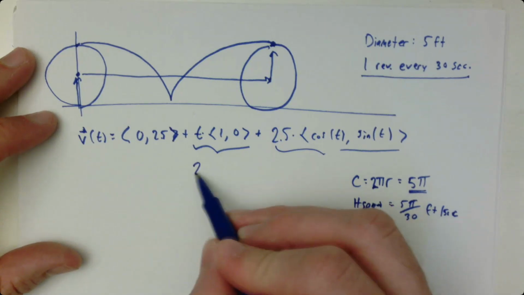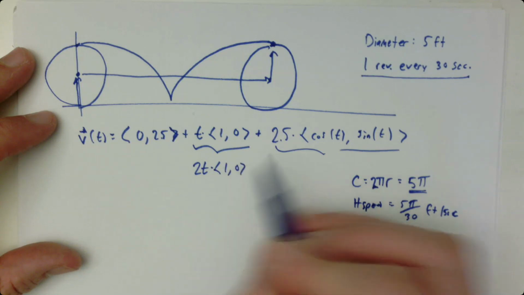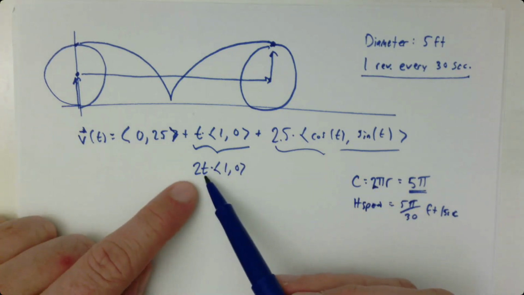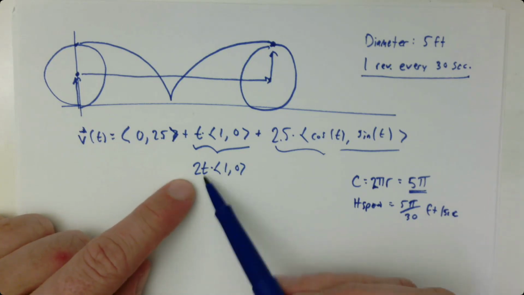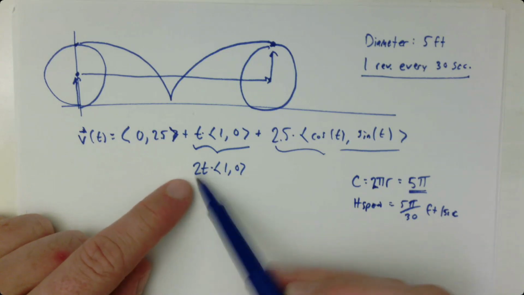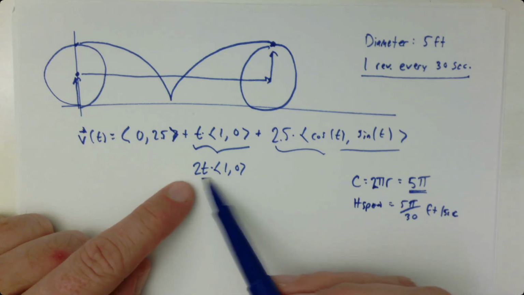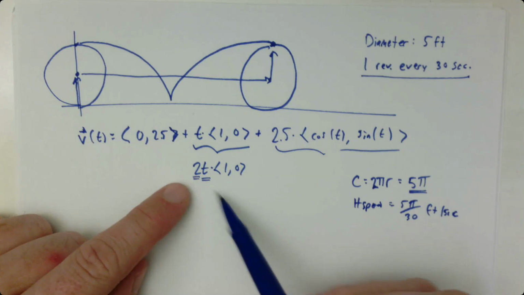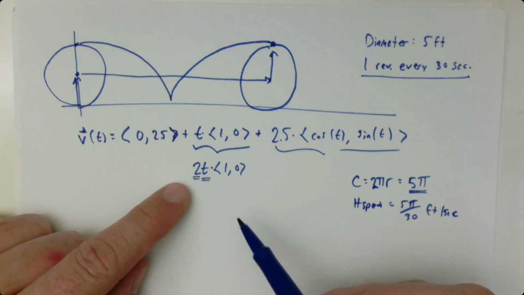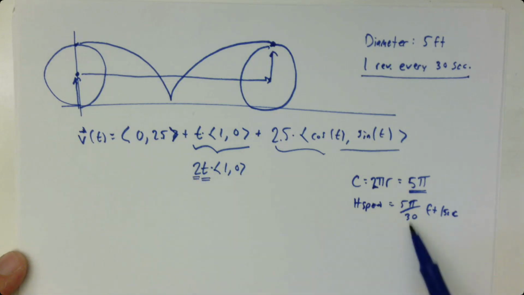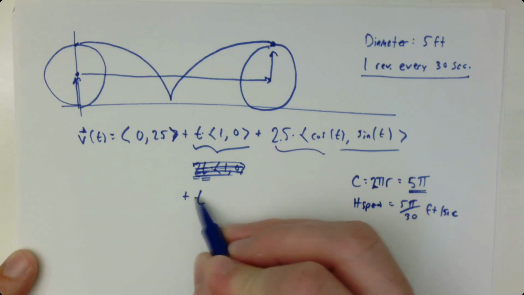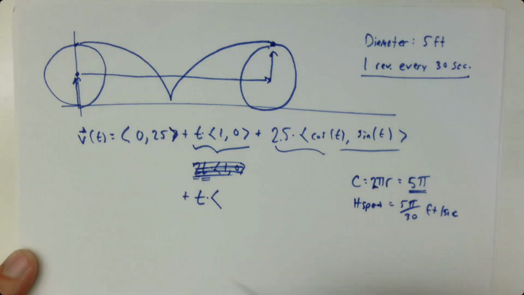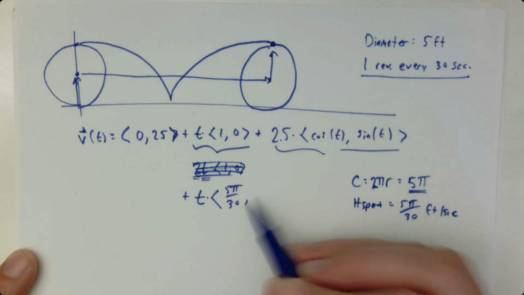Because if you think about it, if I said 2t times 1, 0, when t is 1, I will go a horizontal distance of 2, because it'll be 2 times 1 times 1. When t is 2, it'll be 4. When t is 3, it'll be 6. So you can think about this as saying with each second increase, we are stretching the vector to the right an additional 2 units. So if this speed is 2, I really want my speed to be 5 pi over 30. So let's write that. So t times, I'll put it on the inside of the vector here, 5 pi over 30, 0.